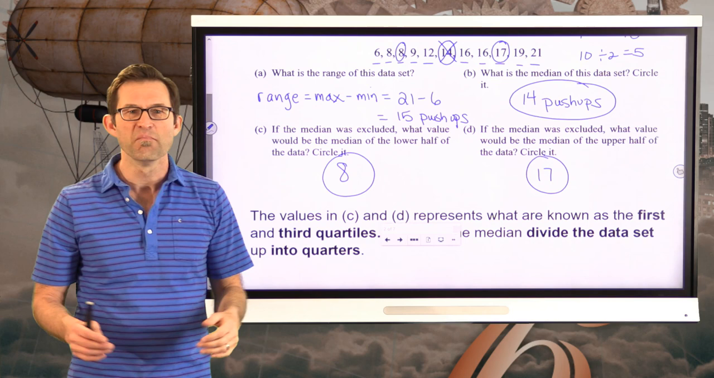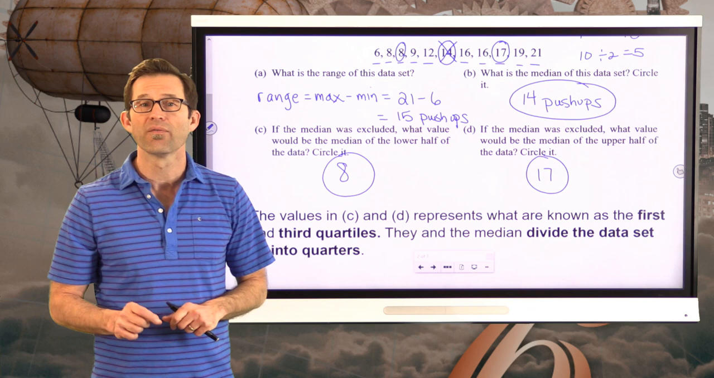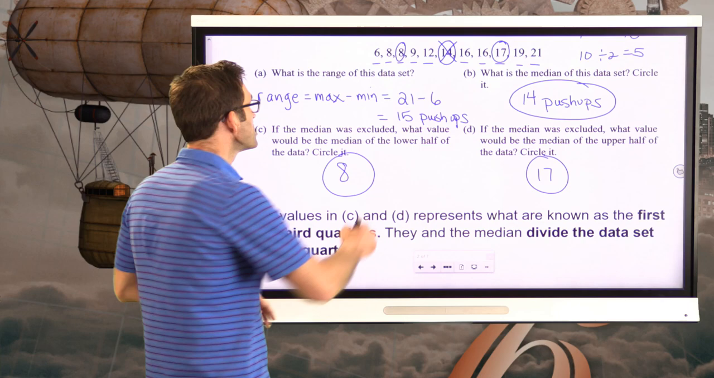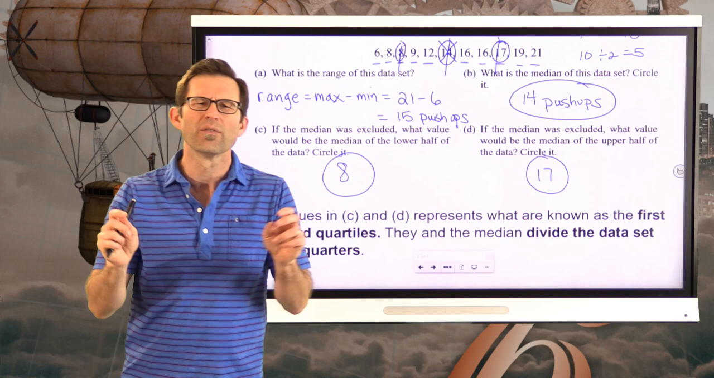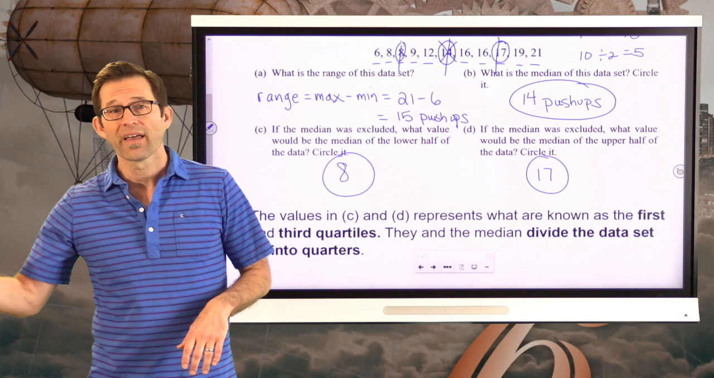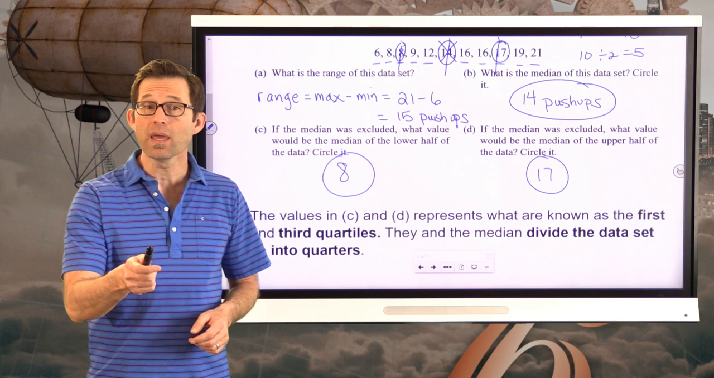These values, in C and D, represent what we call the first and the third quartiles. And if the word quartile reminds you of the word quarter, that is awesome. Because that's exactly what quartiles do. They quarter up the data set along with the median. So literally, these things divide the data set up into four sort of equal sized groups. So the median is like, okay, upper half, lower half. Then the two quartiles are, well, lowest quarter, highest quarter, and the middle half in between. And that's all quartiles are. All they are is the median of the lower half and the upper half of the data set. So if you can find a median, you can find a quartile.